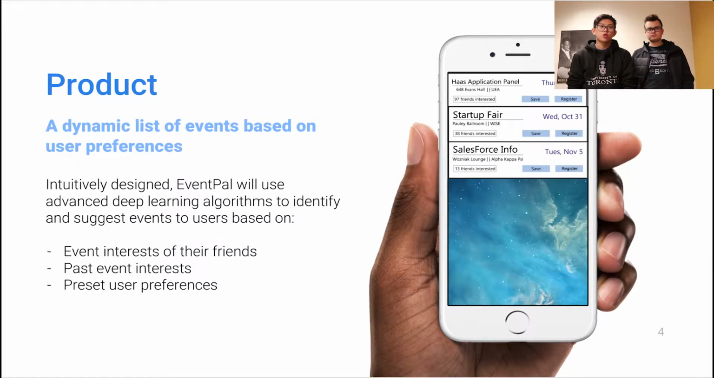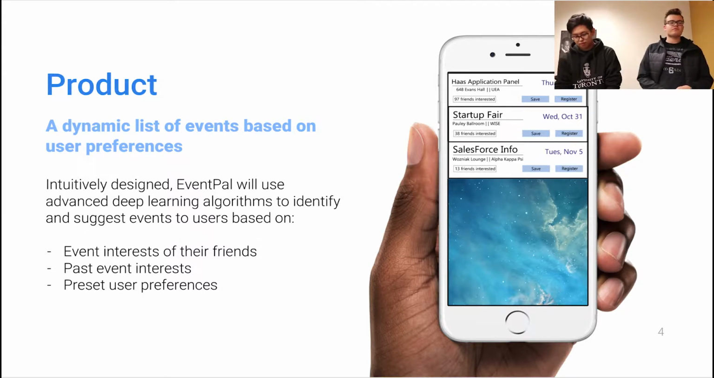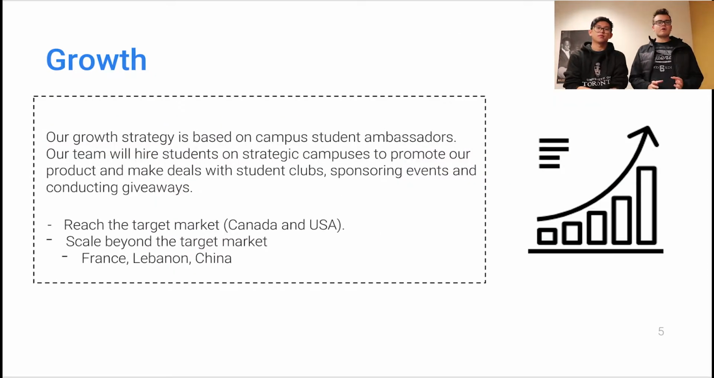Right. So that's where we come in. Our product, EventPal, creates dynamic lists of events based on user preferences using advanced machine learning algorithms, which identify and suggest events to users based on a multitude of factors, such as events that their friends have attended, past events that they have attended, and user preferences that they set in the beginning, such as major, location, age, gender, and many other factors.